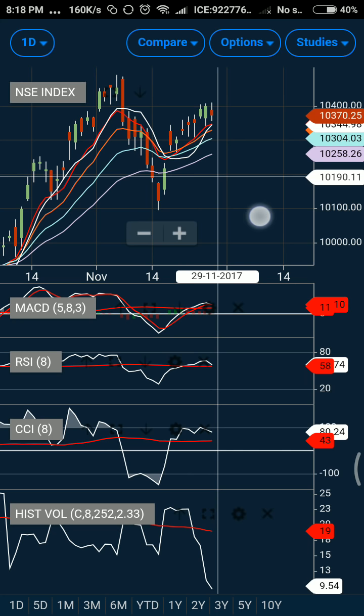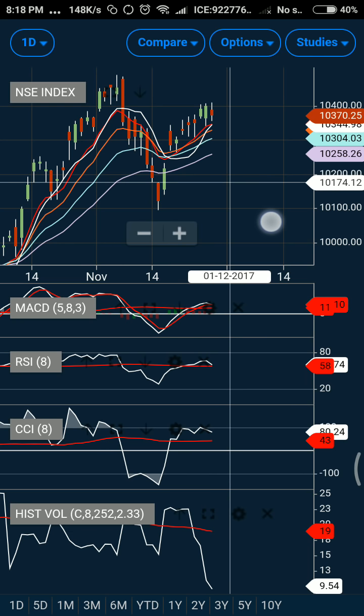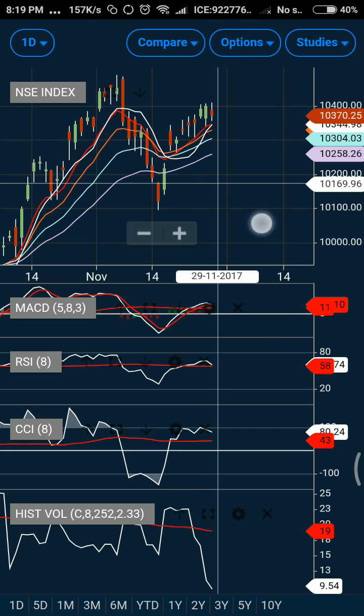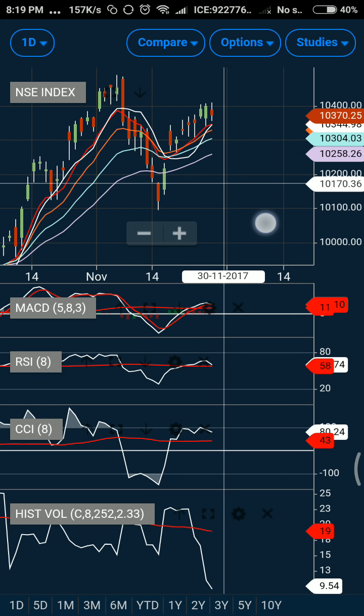Final target would be 10,258. So that much kind of move you can see if the volatility steeply increases. In my previous video also I did mention that the CCI is facing resistance on a higher side, so expect some sort of volatility on a stable to bullish side. But since the market was not holding on a higher side, we can definitely expect some sort of down move to come, and that is what we did see.